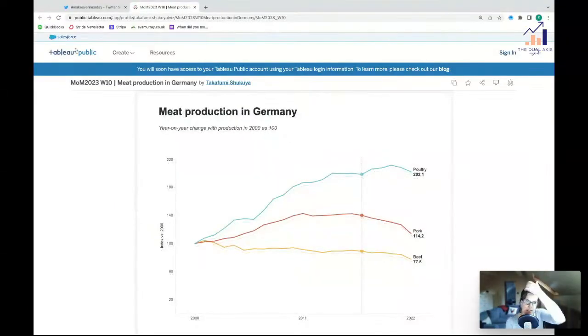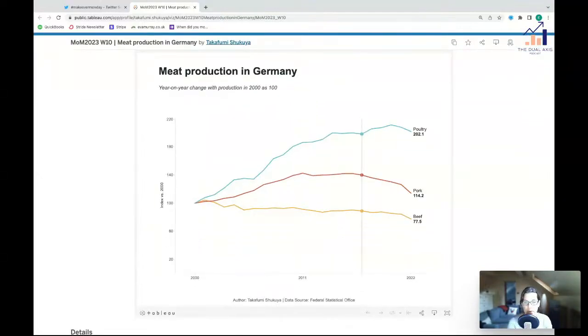Meat production in Germany, year-on-year change with production in 2000 as 100. So again, make that easier. Make that a plain English sentence. Or it could be any language really, but it could be a plain sentence so that it's not quite as statistical and it's a bit easier. So it should be, year-on-year change with production in the year 2000 set as the index at 100 or something like that, so that it's a full sentence and people know what those numbers relate to.